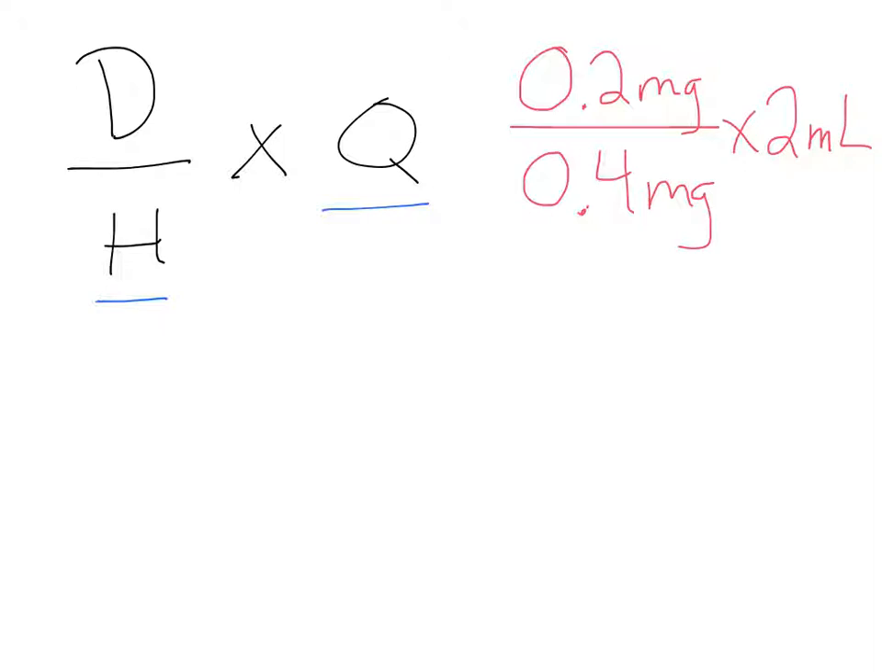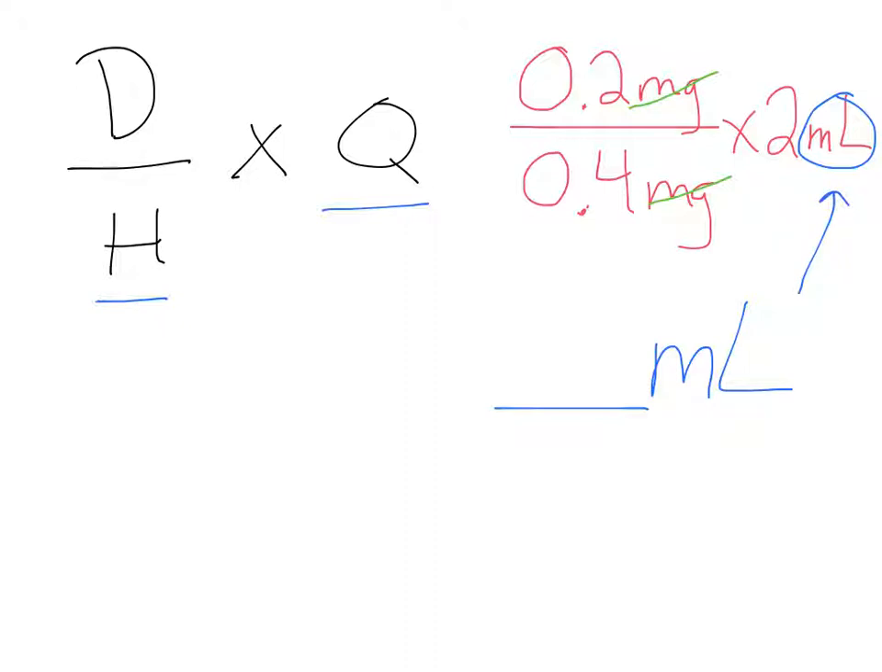How D over H times Q works is D and H must be the exact same unit. In this case, they are. I need them to be the same because I want them to cancel out as far as the units go, because the unit I want left over is the unit of my quantity, because the answer will be that unit. I'm going to tell my patient to take so many milliliters. So it's going to match.